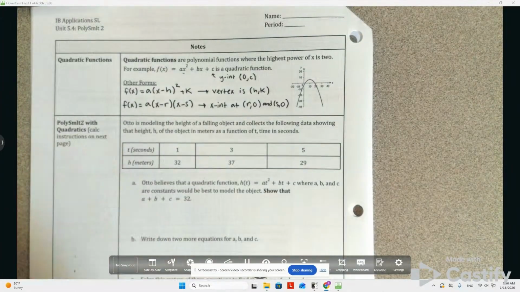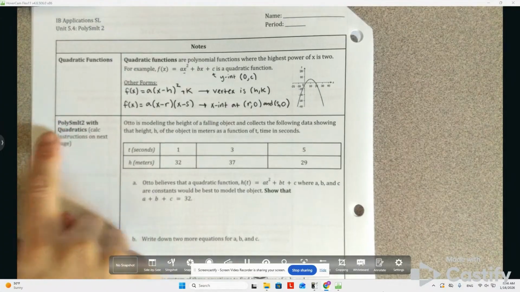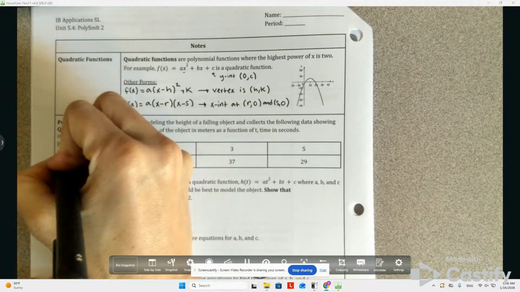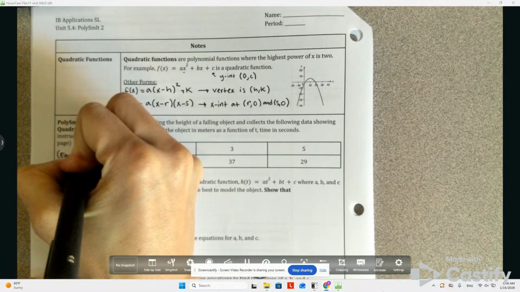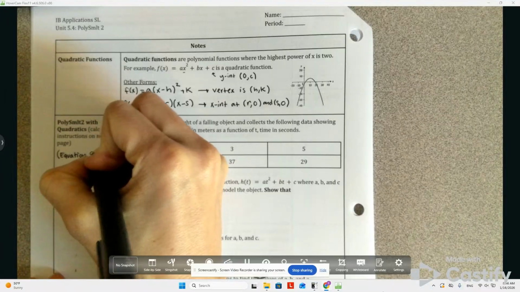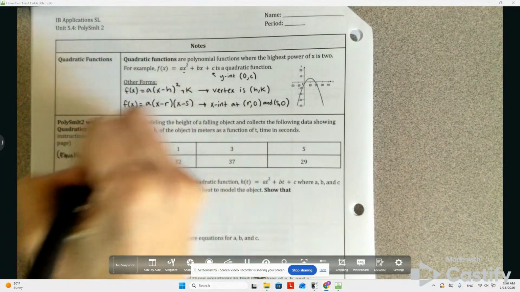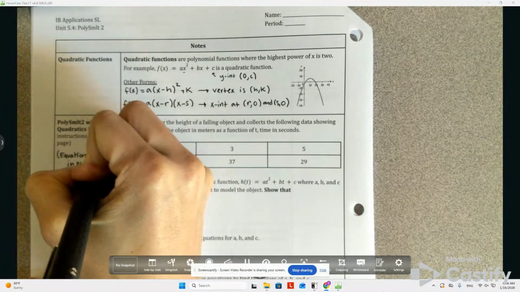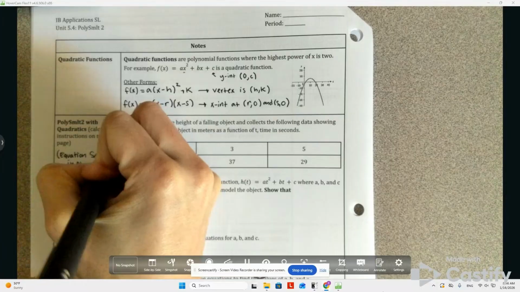We're going to do a problem that deals with the PolySmlt2 app, or if you're in Numworks, it'll be the equation solver. I'll go through both ways using both calculators. The lead up will be the same.